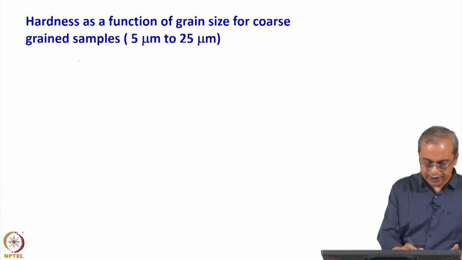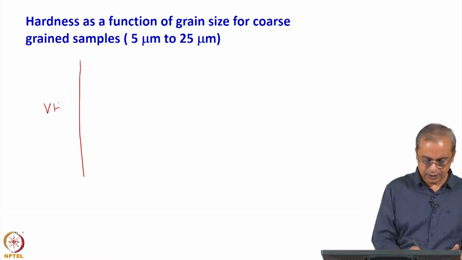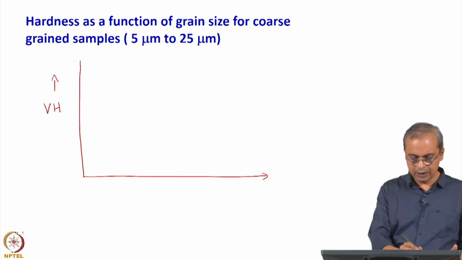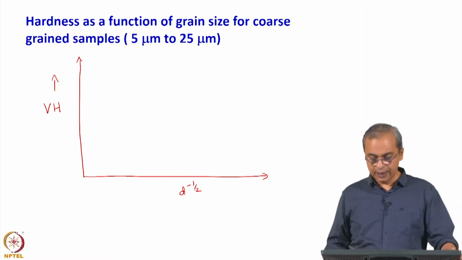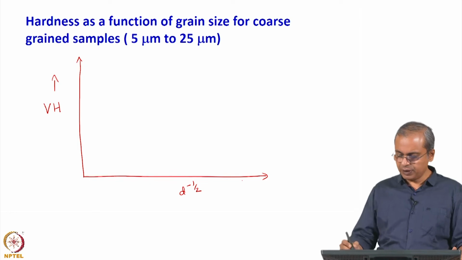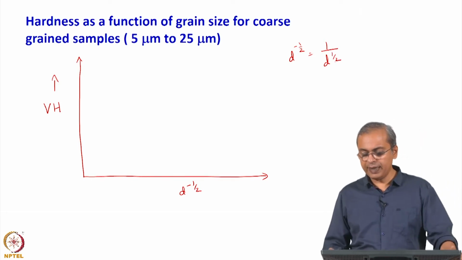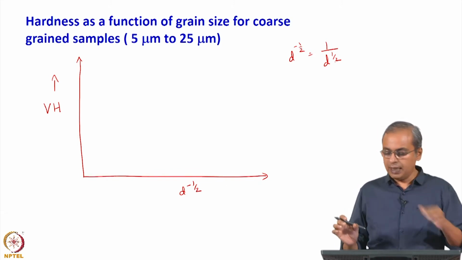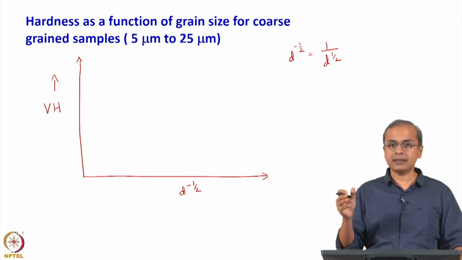So, if you just draw here say Vickers hardness, so I just write VH, which increases that way, and this is d power minus half. Okay. So, if it is d power minus half, d power minus half equals 1 by d power half. So, clearly, d is the average grain size, right. So, as the d increases, d power half increases and therefore, d power minus half decreases.